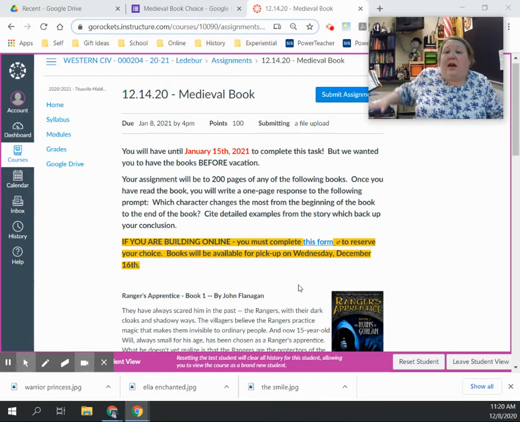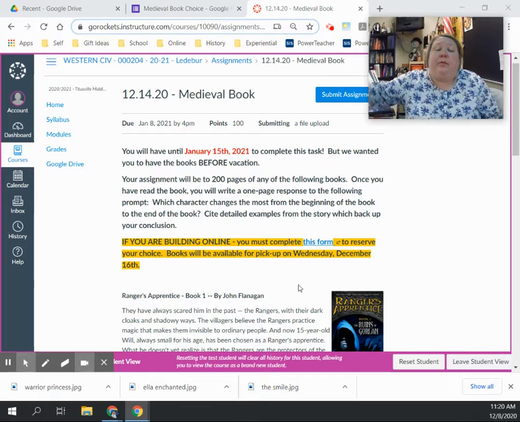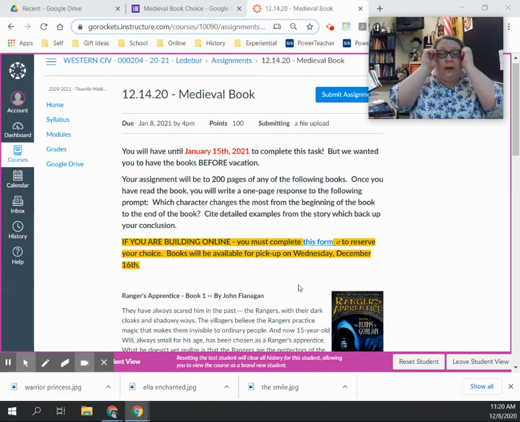Now, we have 6 options here at school that you can pick from, or you can pick a book of your choice, but it has to be medievally themed. If you pick a book of your choice, which is fine, you need to get it approved by your teacher. So either Mr. Herman or myself, you need to tell me the name of the book and the author of the book so that I can make sure that it follows along the theme. You will still only need to read 200 pages. So the idea is that by the time you get to page 200, you should have a pretty good guess as to what's happening with the main character.